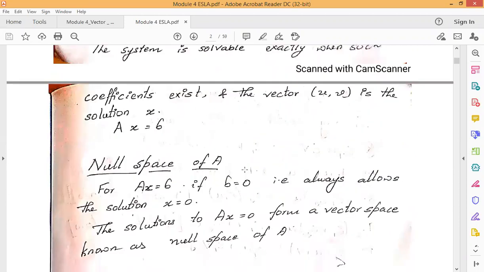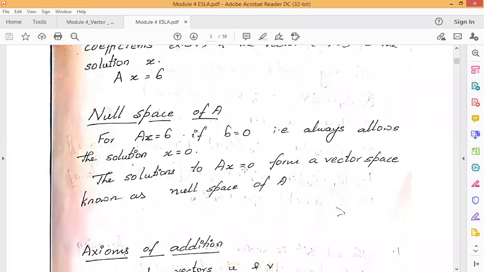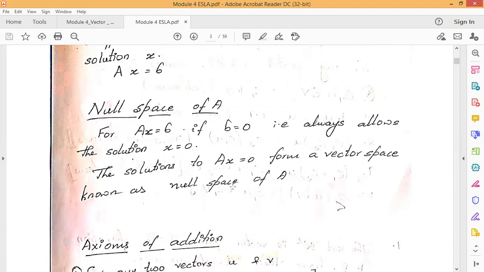Similarly, you will have the null space. In order to define the null space, if you have the linear equation Ax is equal to b, and suppose b is equal to 0, then we can always have the solution x is equal to 0. The solutions we find for Ax is equal to 0 form a vector space which is called the null space. For this, we'll take some numerical problems.